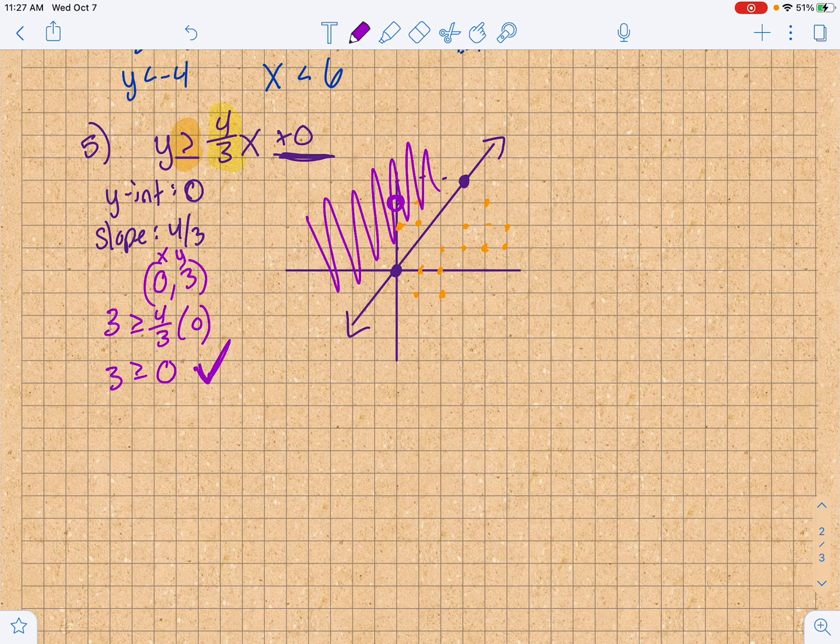Okay, that is graphing two variable inequalities. Let your teacher know if you have any questions. You can go ahead and start on the practice.